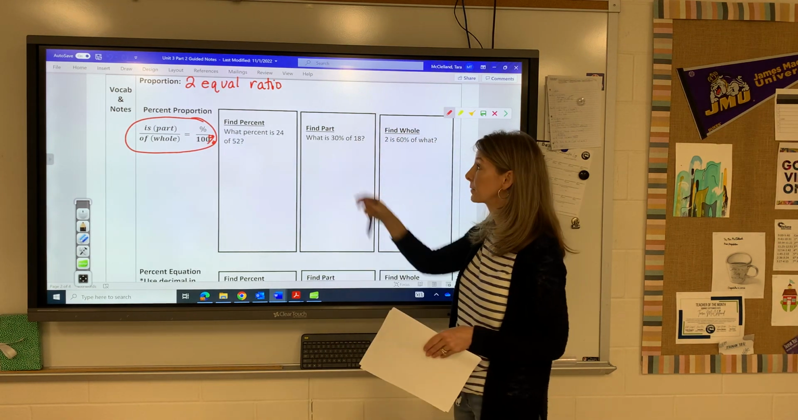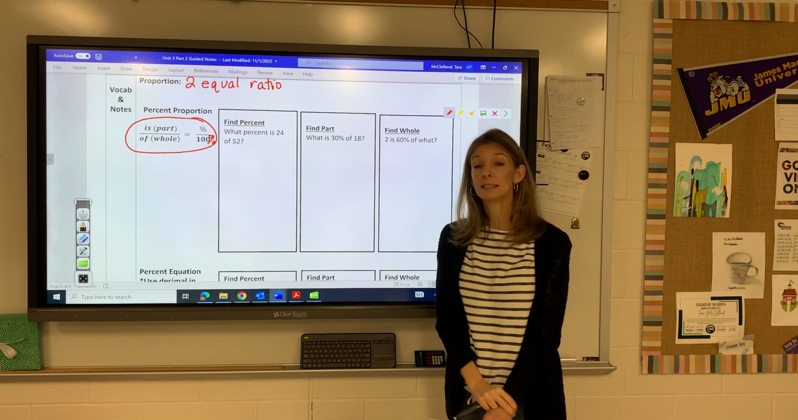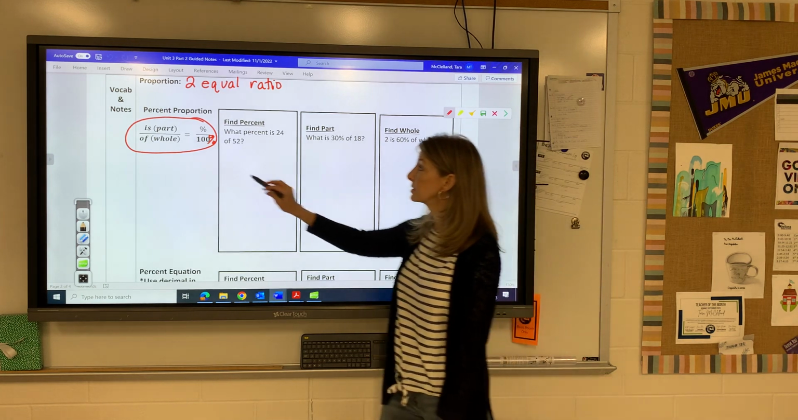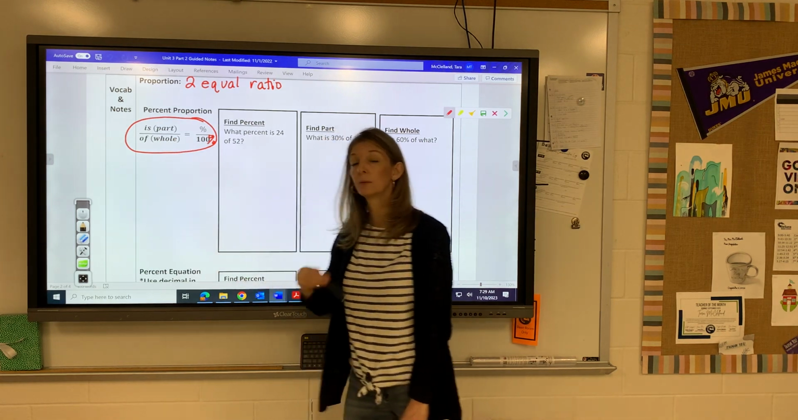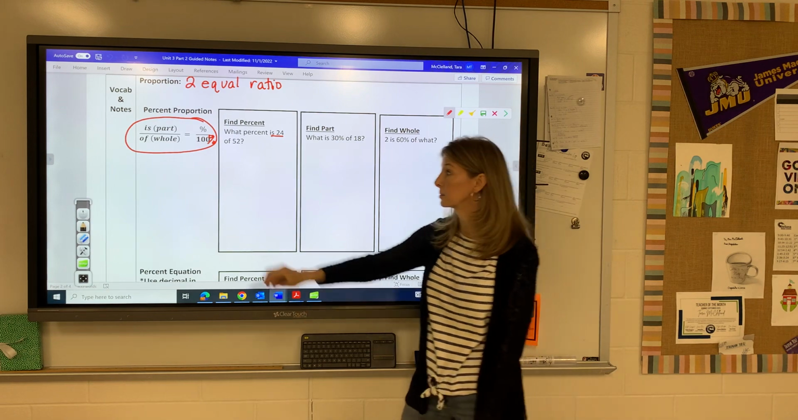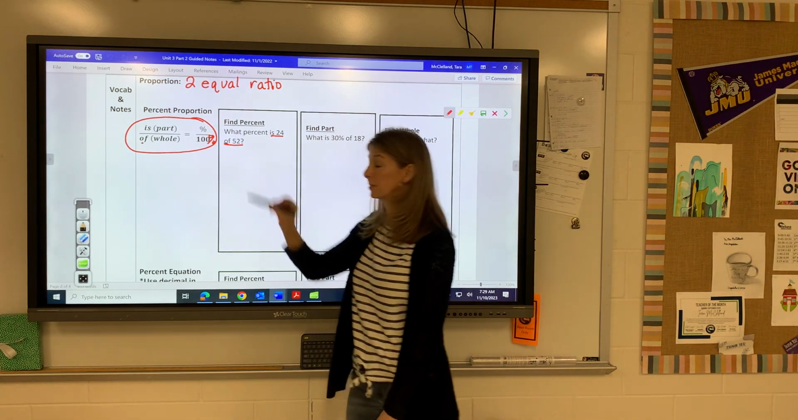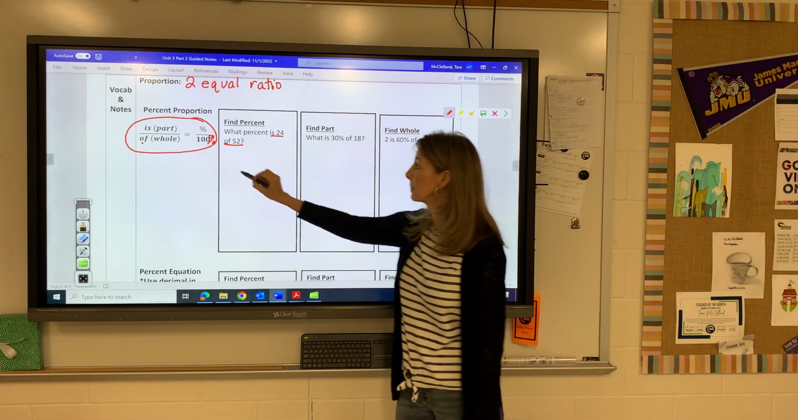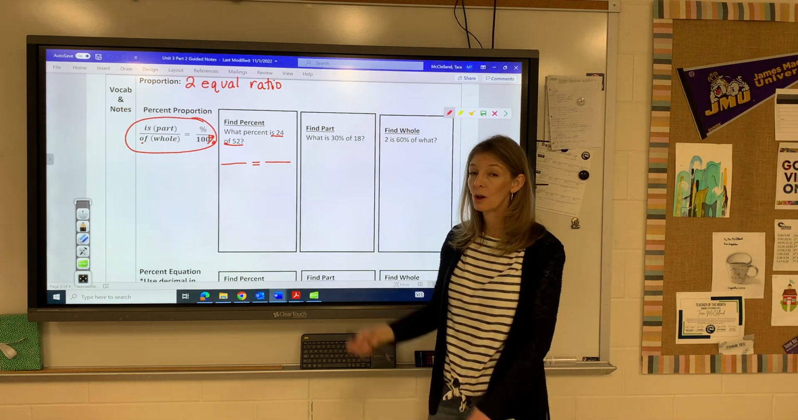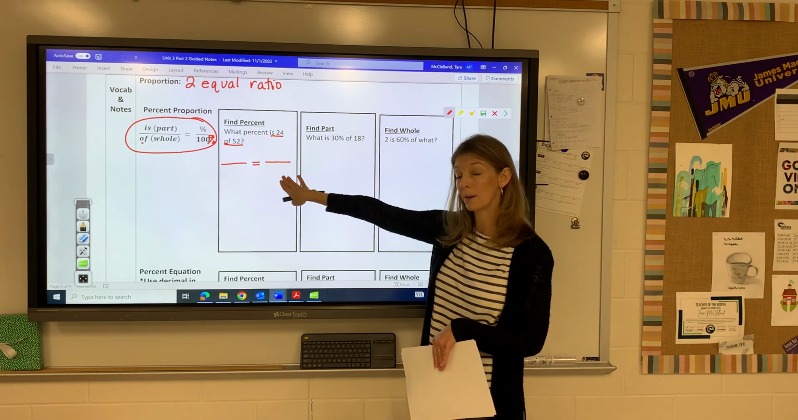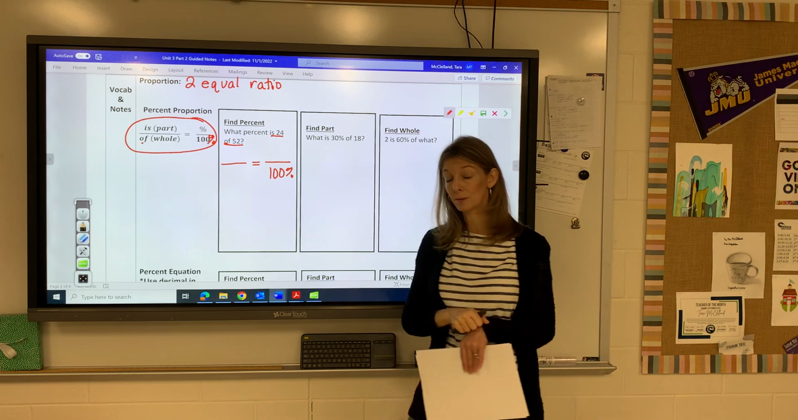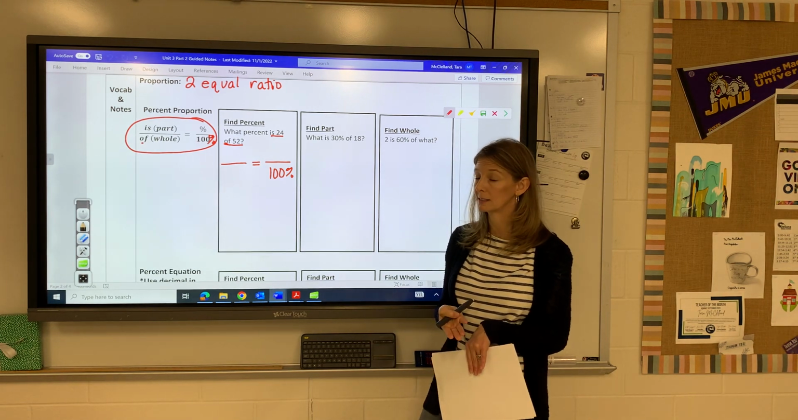Let's take a look. So to find percent, it says what percent is 24 of 52? Also notice, part is associated with the word is, whereas your whole, your total, is associated with the word of. All right, so we're going to set this up. Line equals line, in other words, are equivalent ratios. We can always go ahead and fill in the bottom right-hand corner with 100%, and please make sure you're putting the percent sign.